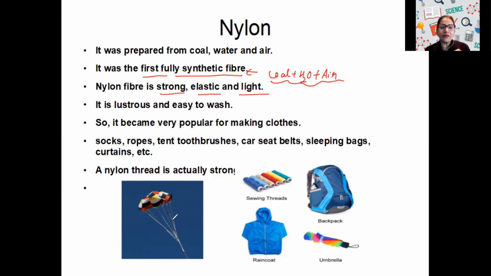Elastic, it is very, very strong. Parachutes are used for free falling from the aircraft. When they drop from the aircraft, they use the parachutes. So imagine the parachute, the strings can hold the weight of the man. So they are so strong.